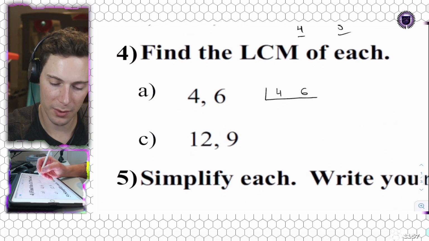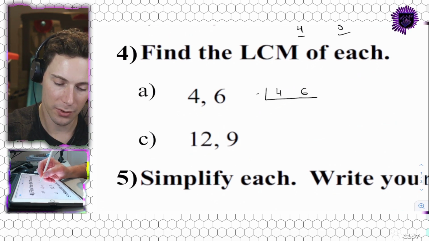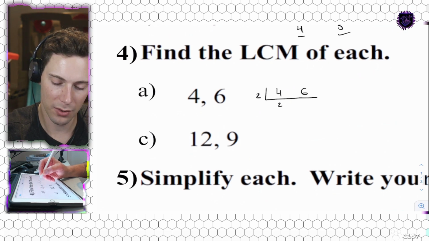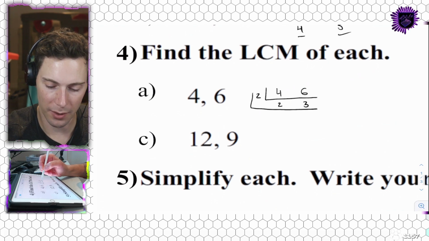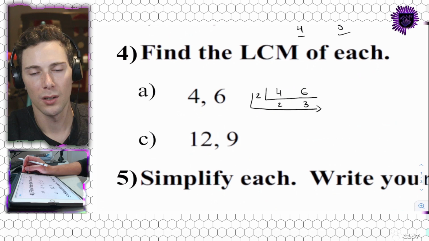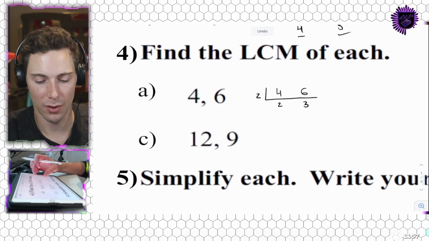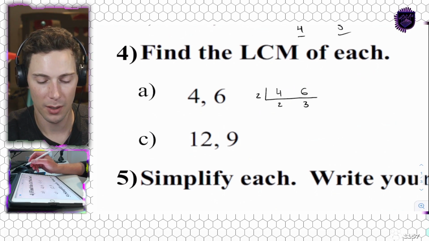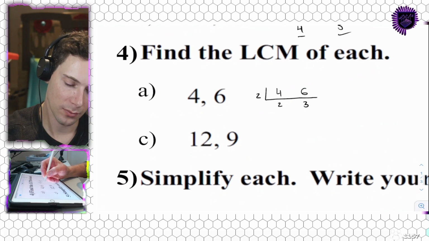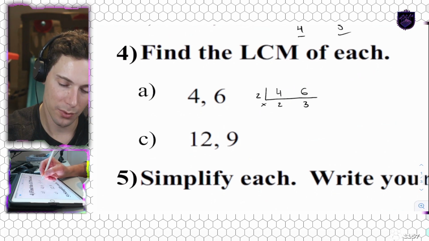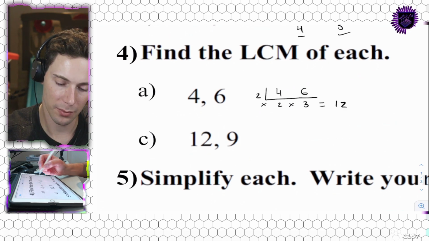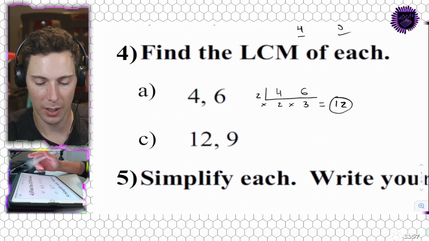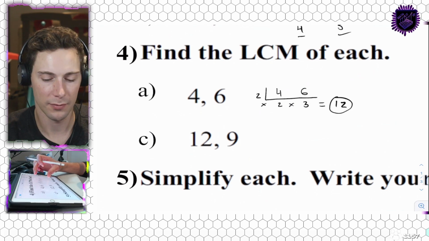Let's go 4, 6. It looks like we start off the same way. Common factor is 2, and when you divide, that's going to be 2 and 3. Now, we're going to have to multiply down and around the corner, as long as they're all primes, which 2, 2, and 3 are all prime numbers. So 2 times 2 times 3 is going to be equal to 12. So the lowest common multiple is 12. 4a.